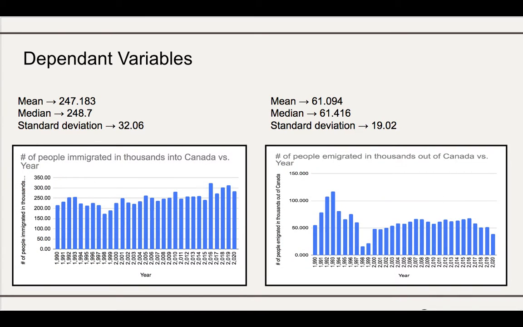As you can see, the graph that shows the number of people who immigrated into Canada shows a linear distribution pattern while also being slightly skewed to the left. And this can be visually seen as the number of people who are immigrating to Canada is increasing over time. Whereas the second graph that shows the number of people who emigrated to Canada shows a bimodal distribution while also being skewed to the right.